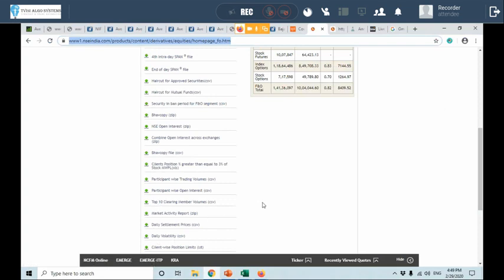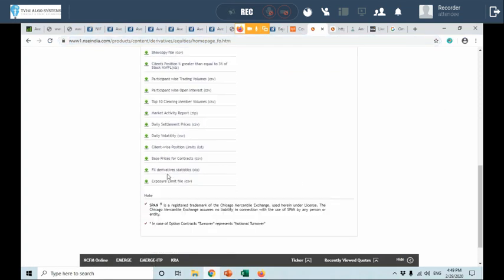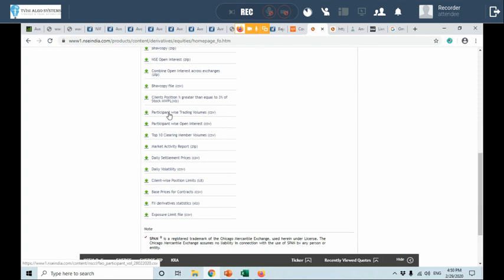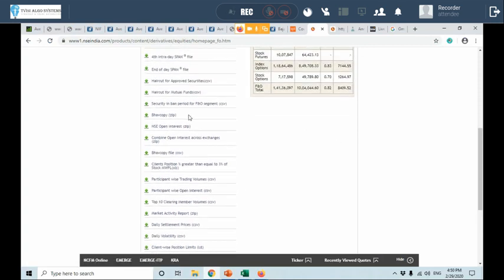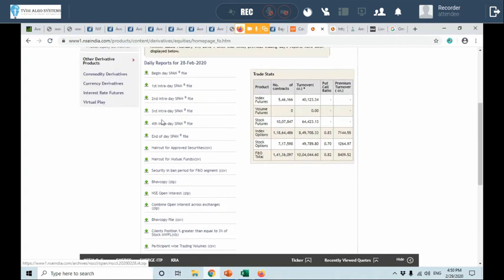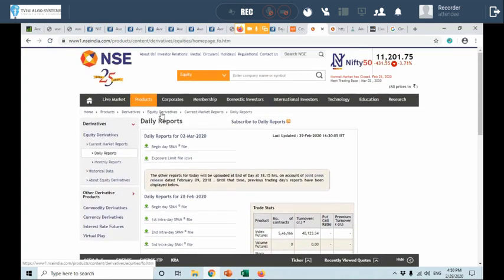Now this is done. This is done. Exposure limit file, this we did, daily settlement, market activity, top 10 clearing member, participant client wise we did, security and ban is fine, this all is fine. There are one or two more files, where are they?